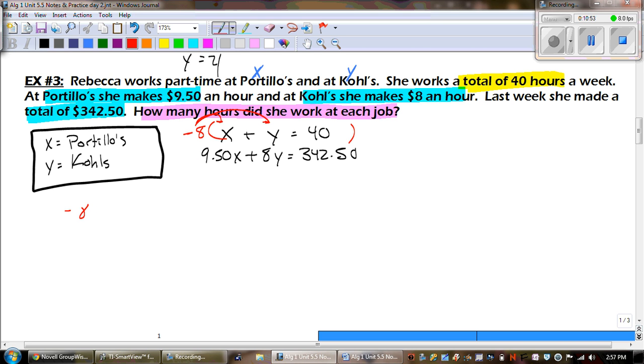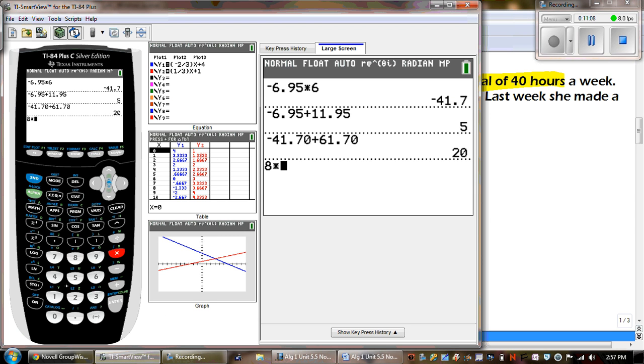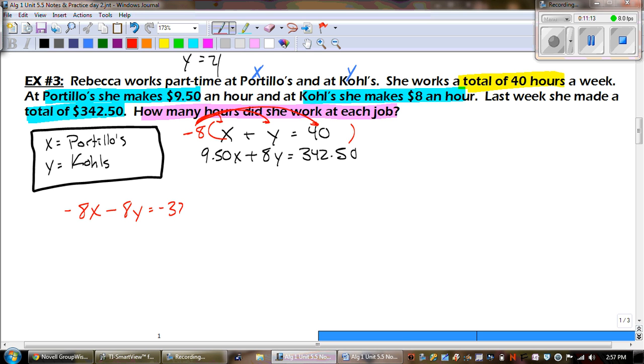So the first two are the easiest. We get -8x minus 8y. And then -8 times 40 is going to give us -300. I think I know it, but I'm going to double check it. 8 times 40, 320. Yep. So -320. Now the bottom equation stays the same. So 9.50x plus 8y equals 342.50. Sorry, that 5 looks weird.